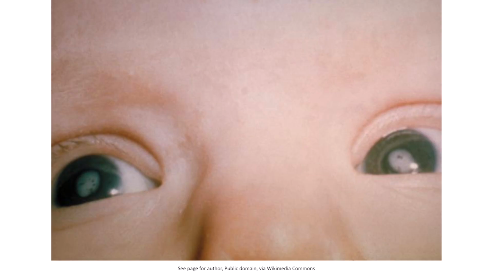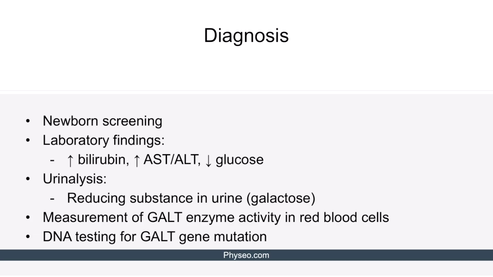Here we see the infant with bilateral cataracts. Take notice of the bilateral opacification of the lens. Classic galactosemia can be diagnosed with a newborn screening. Additionally, the lab findings will show increased bilirubin, aspartate aminotransferase, and alanine aminotransferase due to liver disease. Disrupted gluconeogenesis can result in hypoglycemia.